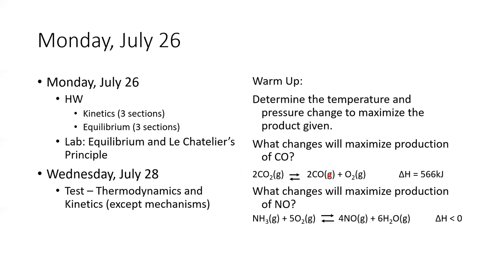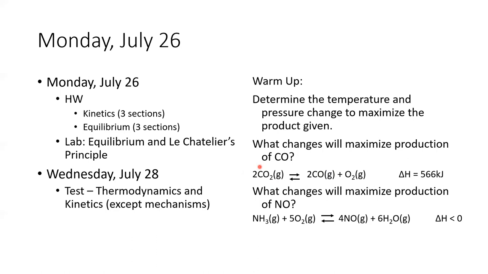But if we wanted to not maximize the production. Let's say we wanted to maximize the carbon dioxide. If we wanted to maximize the carbon dioxide, then we'd increase the pressure, because then the system is going to shift towards the side with less moles of gas, which would then bring that pressure back down. Got it. Okay. Thank you.